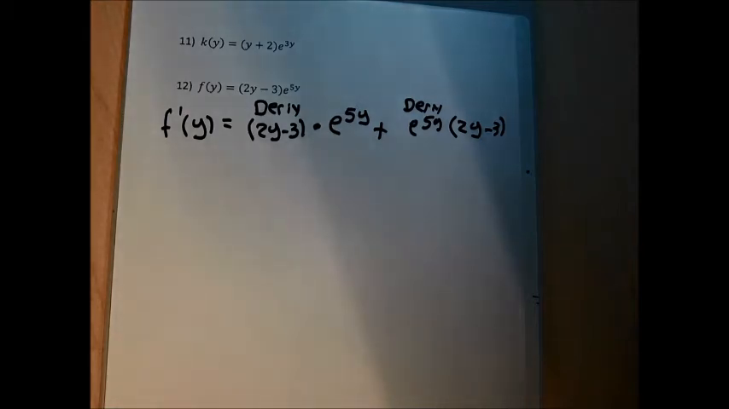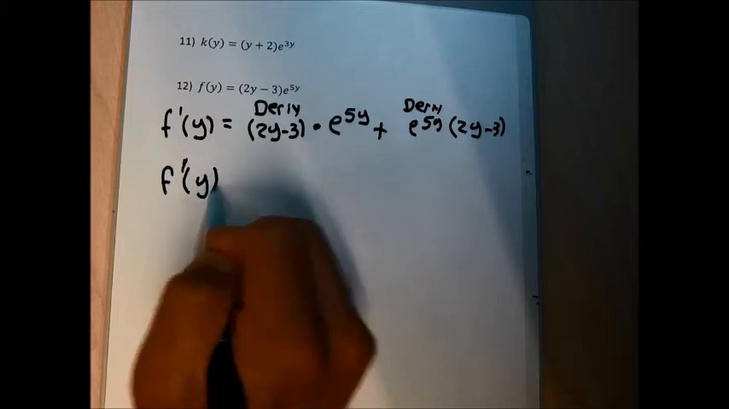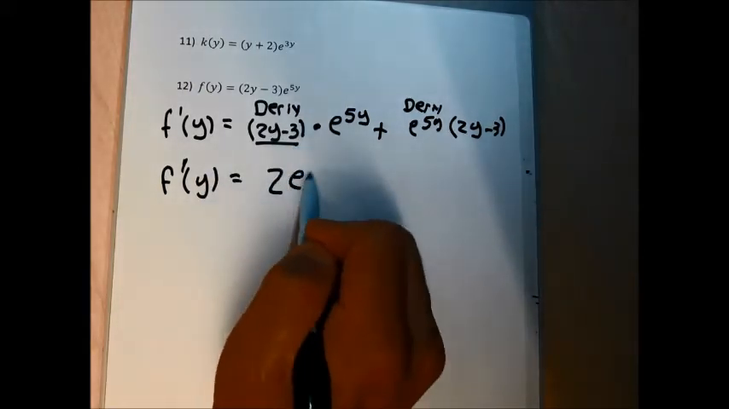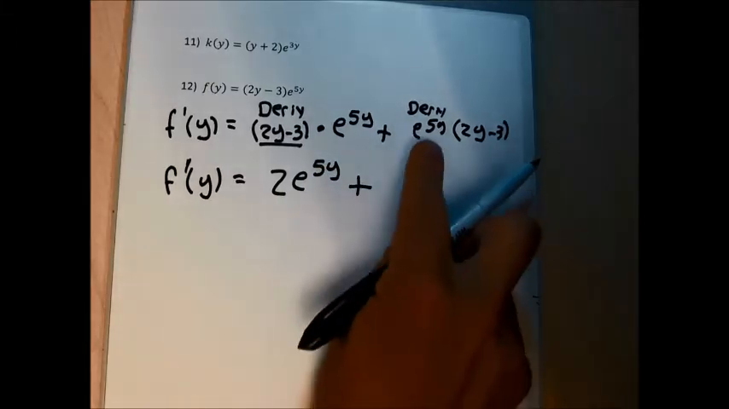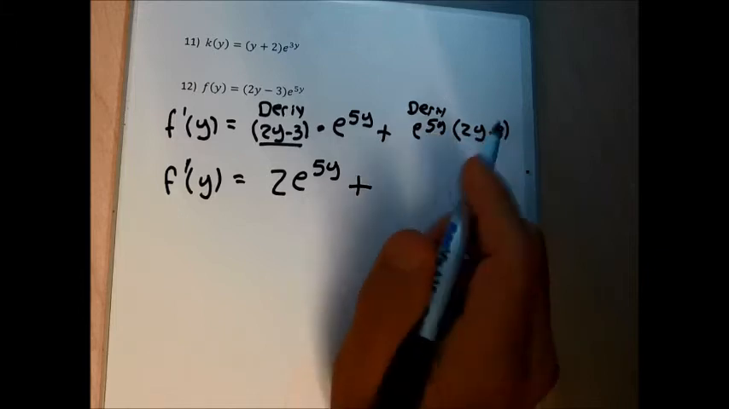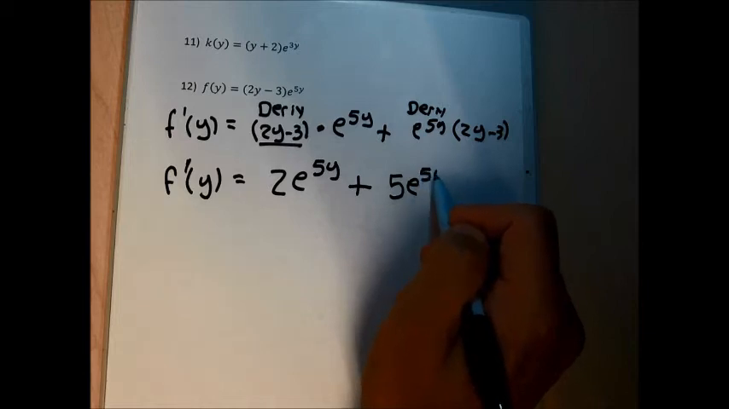So, 2 derivatives to get done here. First derivative, the derivative of 2y minus 3 is just 2. And I'm going to leave that multiplied by e to the 5y. Bring my plus sign down. And then for the derivative of e to the 5y, the derivative of the exponent is 5. You multiply the derivative of the exponent by the e function.